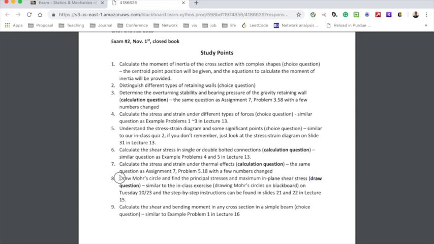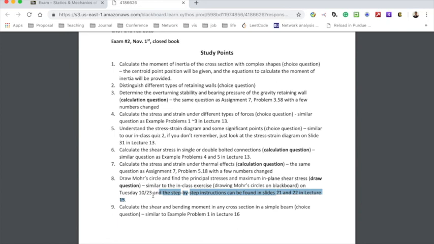This asks you to draw the Mohr's circle and find the principal stress and the maximum in-plane shear stress. This is exactly similar in style to the in-class exercise on Tuesday's class. I asked some students to draw the Mohr's circle on the blackboard on Tuesday. If you forgot the detailed information, you can look at the step-by-step instruction in slides 21 and 22 in lecture 15. So it's pretty easy as long as you know how to draw this.